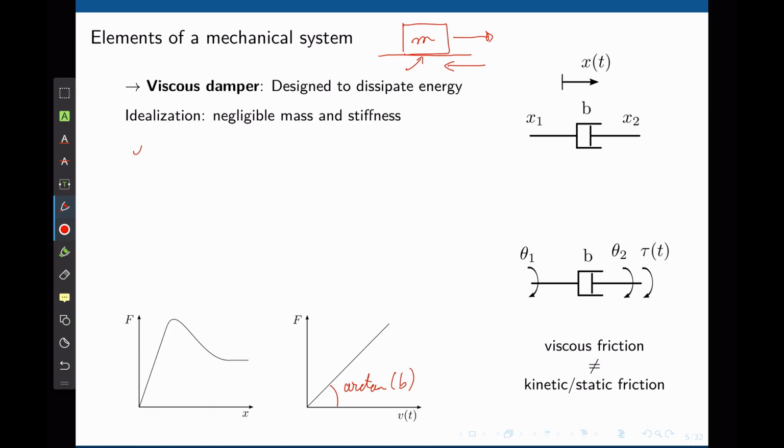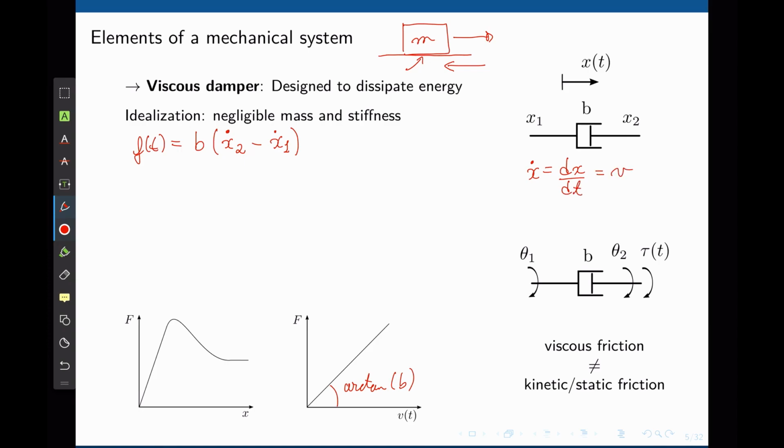We can say that the force developed in this element is proportional to the speed of both ends of that element. That proportionality constant is B, that is the viscous friction coefficient, and the net speed across that element is the speed of one end, that is x2 dot, the first derivative of the position of one end, minus x1 dot, the speed on the other end of that element. And according to our notation again, x dot is dx over dt, which is simply the speed.